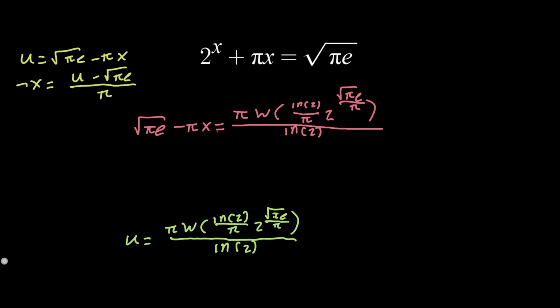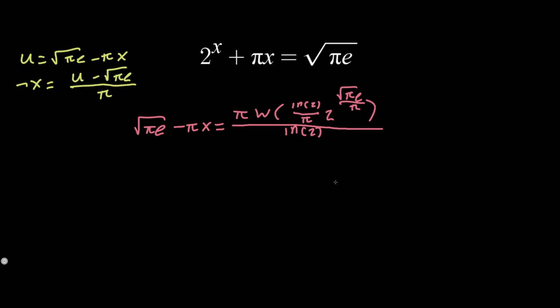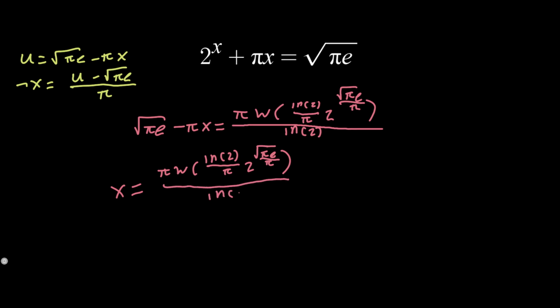And here we'll simply solve for x. And by doing so, we will have that x is equal to pi times W of ln of 2 over pi times 2 to the square root of pi times e over pi, over ln of 2. And here we will have minus the square root of pi times e. And since we're dividing by negative pi x, everything will be divided by negative pi.